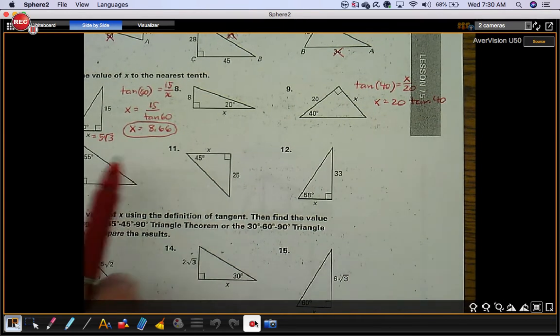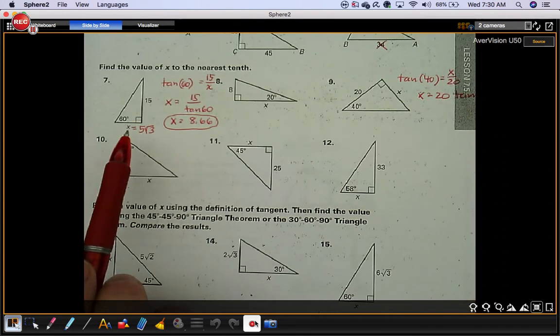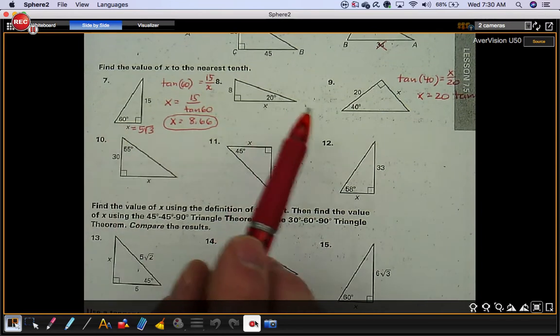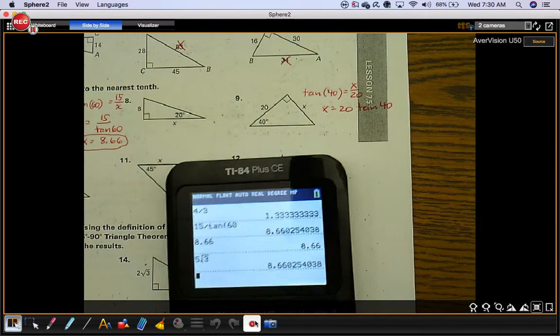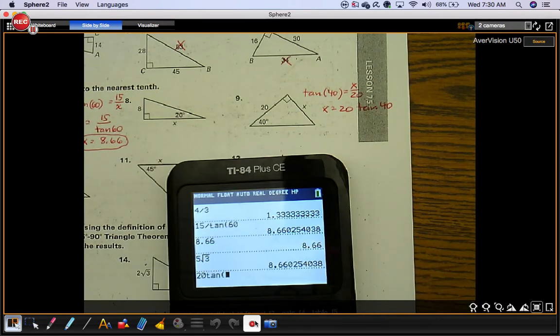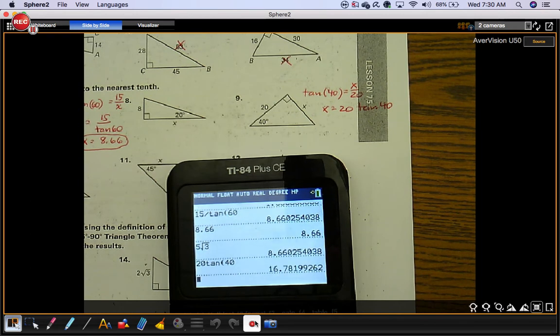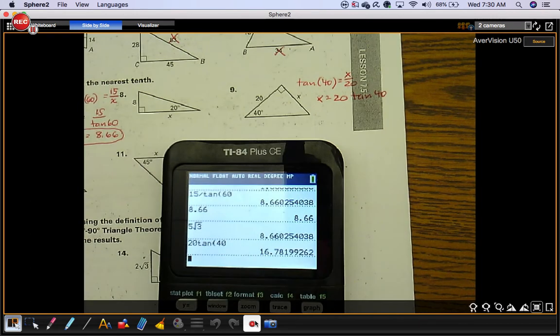And I don't have any slick tricks to get my answer really fast over here because this isn't a 30-60-90 or 45-45-90. The only way I can find this angle measure is to use tangent. 20 times tangent of 40. I'm going to round to 2 decimal places. I'm going to call it 16.78.